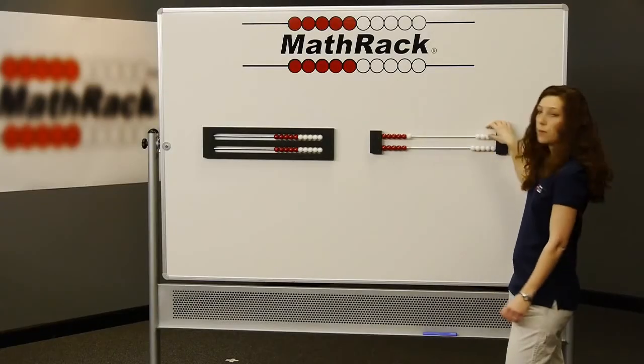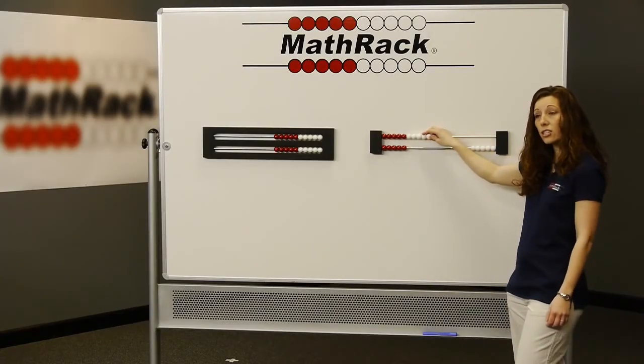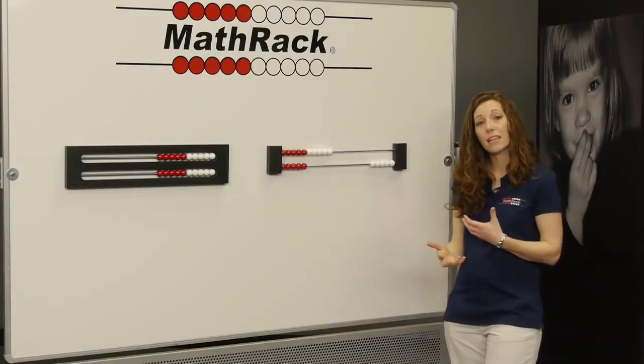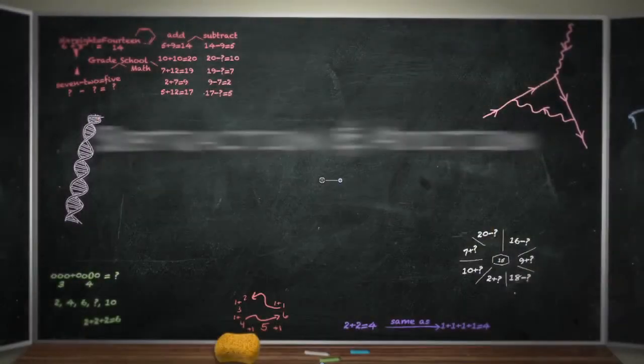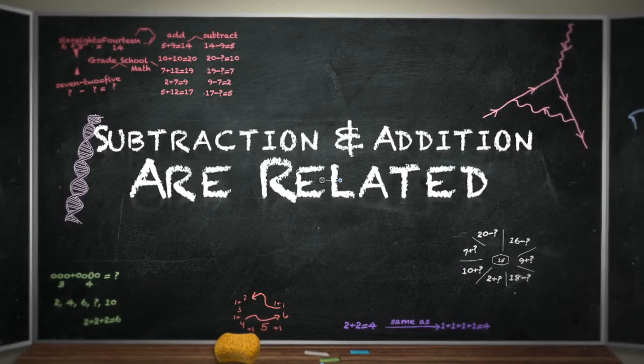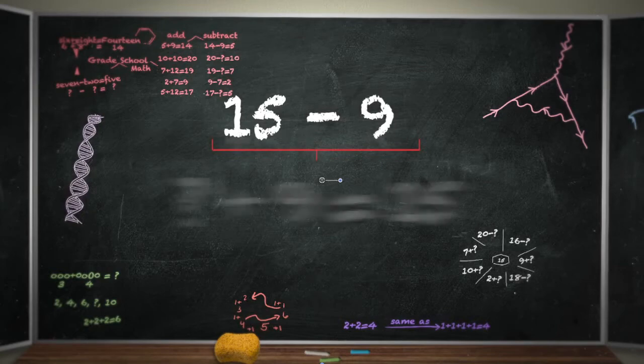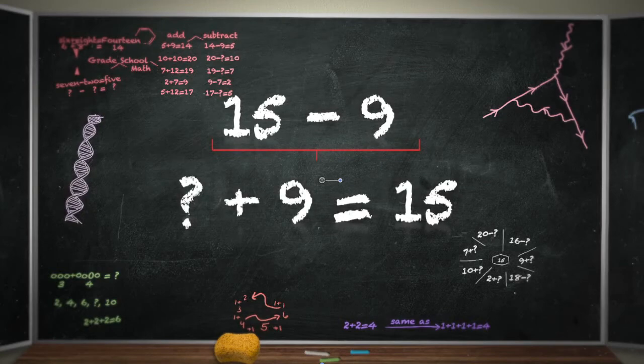So one last way that kids can think about subtraction is not as takeaway at all. A lot of what we try to get kids to realize is that subtraction and addition are really related. That 15 minus 9 means, kind of in our mind, what plus 9 could get me to 15. So kind of thinking of it as the distance from 9 to 15.